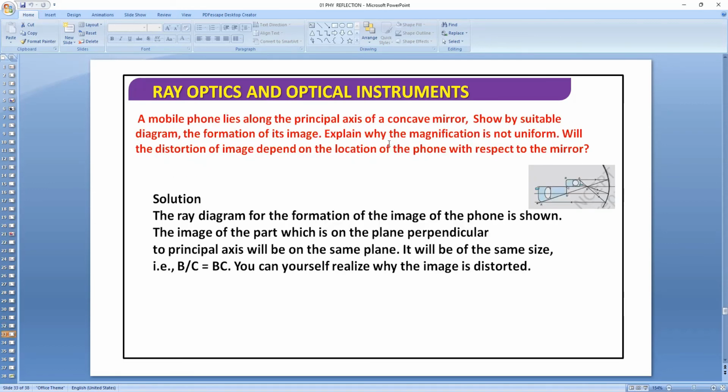Answer here. In the ray diagram for the formation of the image of the phone, the image of the part which is on the plane perpendicular to the principal axis will be on the same plane. It will be of the same size, so B'C' is equal to BC. You can yourself realize why the image is distorted.